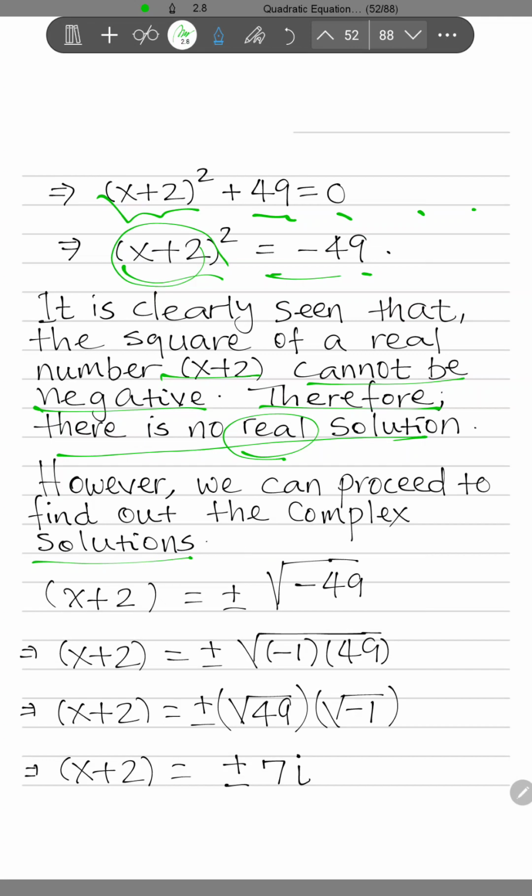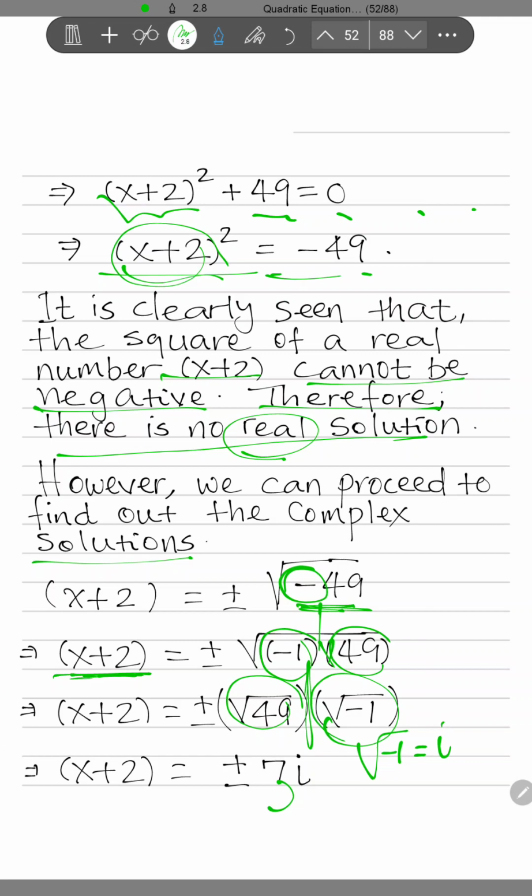Let's do that one. Now, where we are here, x plus 2 is equal to plus or minus square root of minus 49. Minus 49 is minus 1 times 49. Now let's split this radical into 2. In multiplication, yes, we can do. Square root of 49 is 7, and square root of minus 1 is iota. So we have plus or minus 7i. That is a solution set for it.